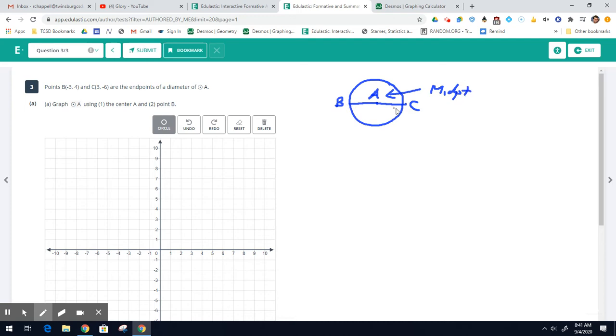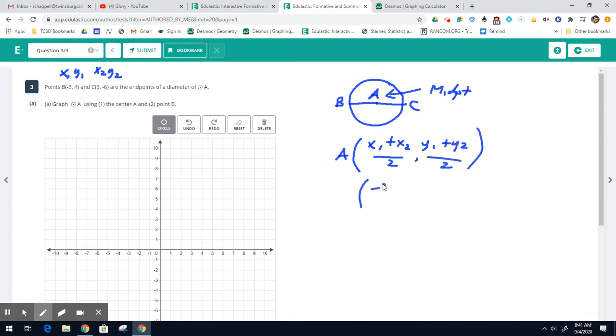The idea that the diameter is made up of 2 radii means that from A to B is a radius, from A to C is a radius. They have to be the same. So that means A is the midpoint. And we can use the midpoint formula with points B and C. Midpoint formula, we need an x1, y1, and x2, y2. So let's let B's coordinates be x1, y1, C's x2, y2. To find the coordinates of point A, the midpoint is the average of the x's. Add them, divide by 2. And the average of your y's. Add them, divide by 2.